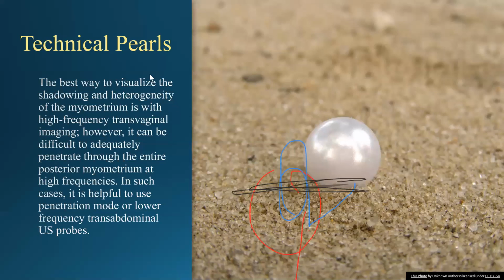So here, again, this is a 2D ultrasound with the abdominal probe. You could see that there is something wrong with the uterus. This is not a normally appearing uterus.